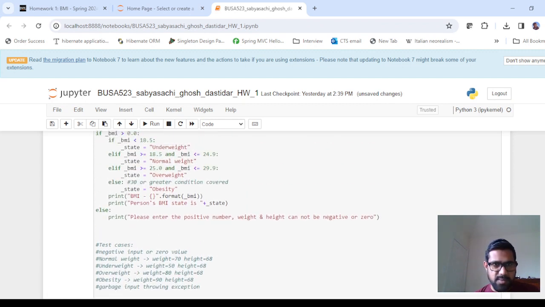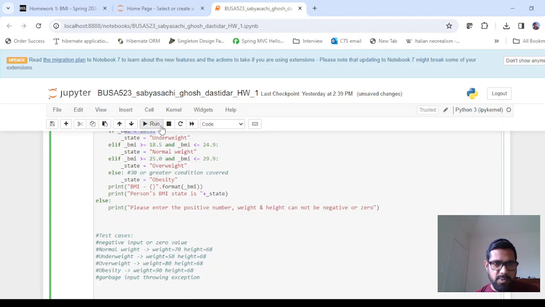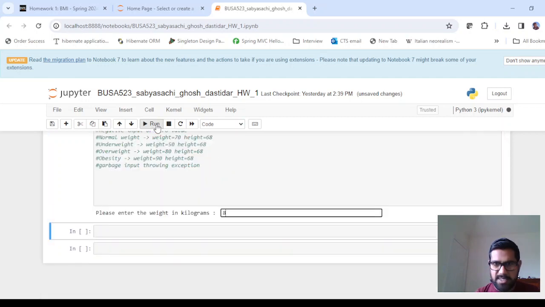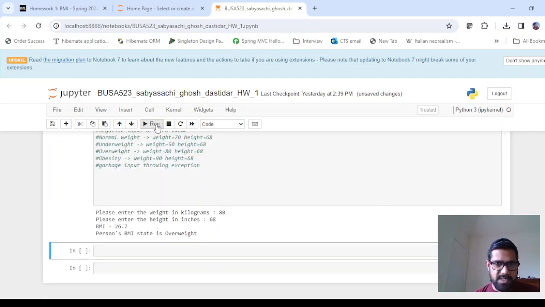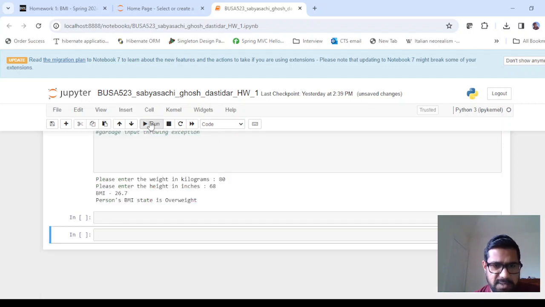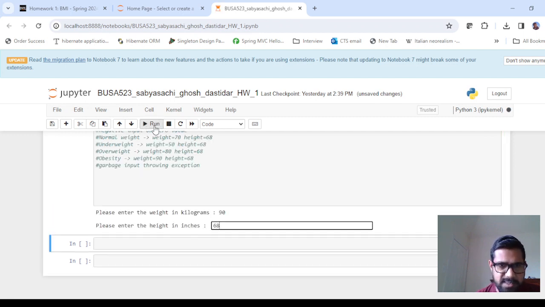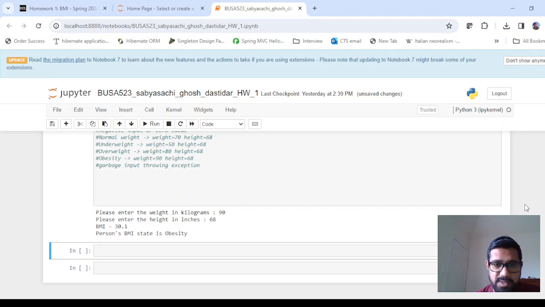As per our logic mentioned here, if it's below 18.5, it will be underweight. The next scenario will be the overweight scenario, which is 25 to 29, that is 80 and 68. It's overweight because it's 26.7, which comes in the overweight category. And after that, the else condition is going to take care of anything more than 30, so all is going to be covered as part of that. So I'm taking a big value, 90 and 60, which gives 30.1. So it's considered as obesity.